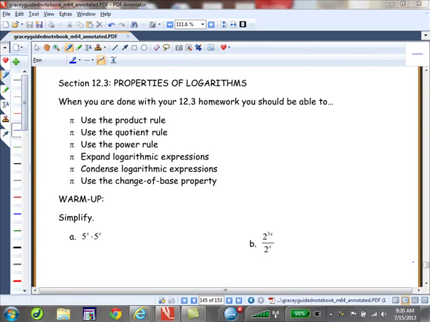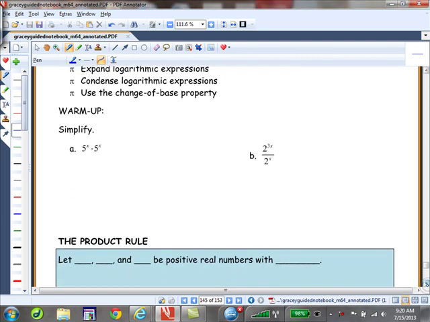Hi there, we're back with Blitzer's Introductory and Intermediate Algebra for College Students text. We are on section 12.3, which covers properties of logarithms. We'll be learning about using the product, quotient, and power rules so that we can expand or condense logarithmic expressions, and then we'll also learn about the change of base property.